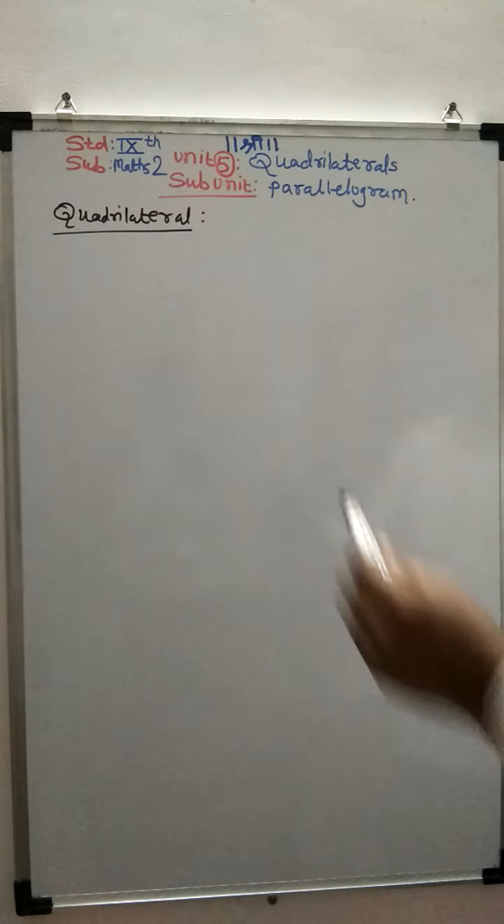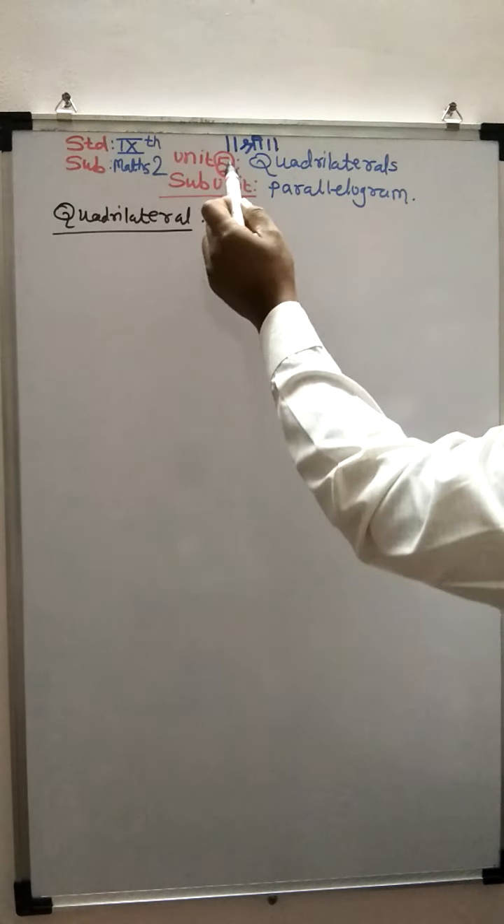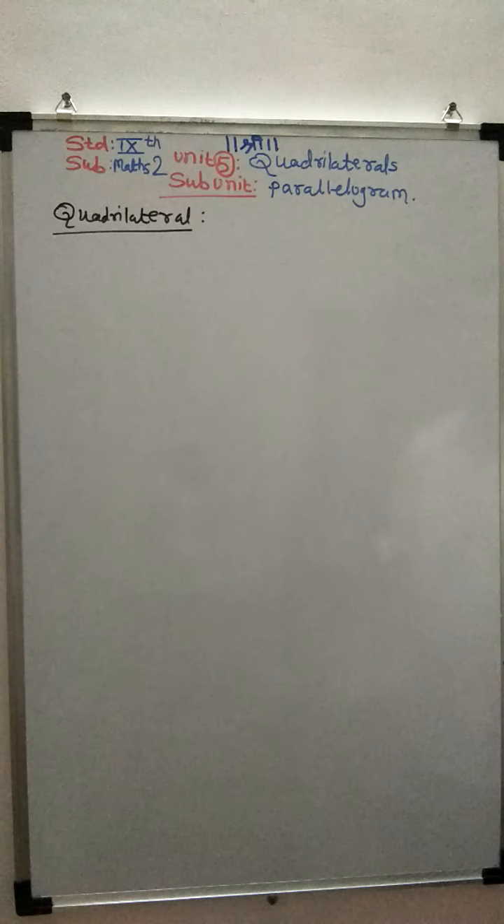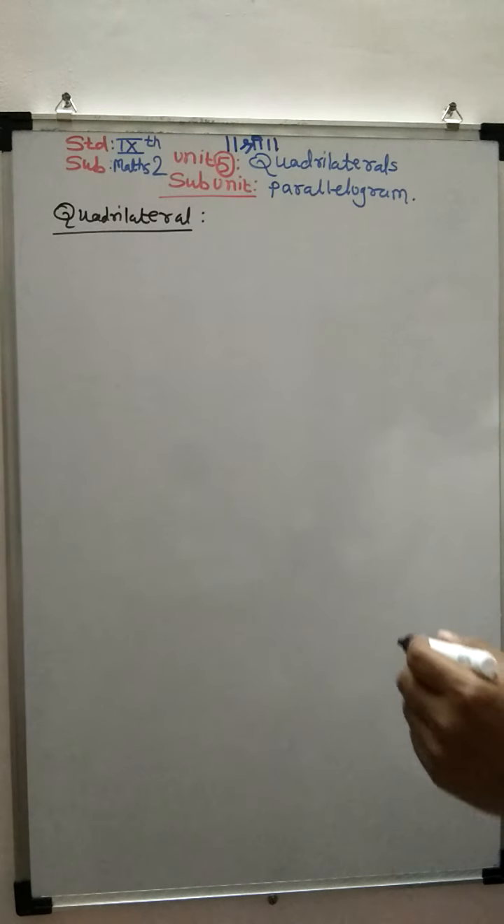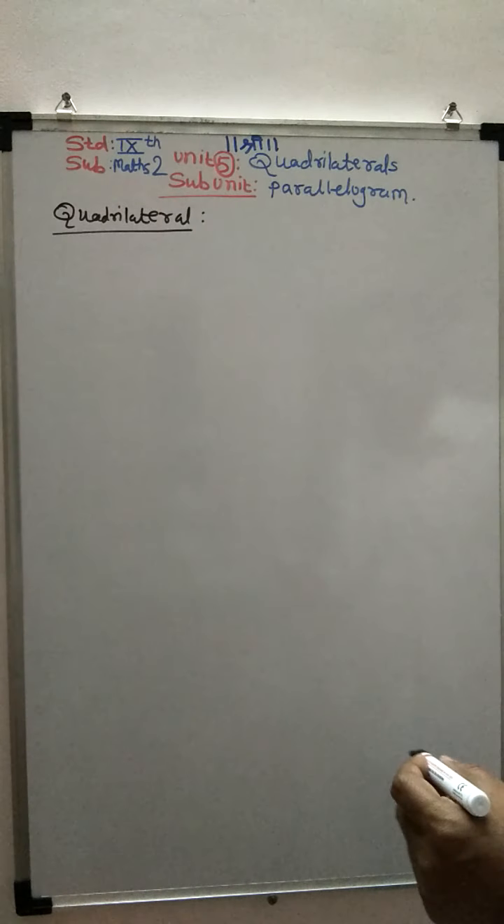Welcome students. Standard 9, subject Mathematics 2, unit number 5, Quadrilaterals. In this unit we will study the properties of various types of quadrilaterals.